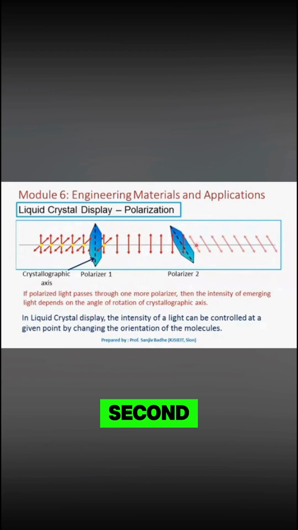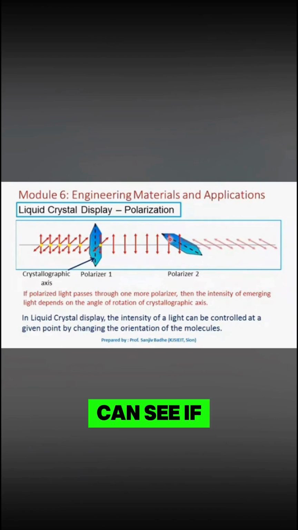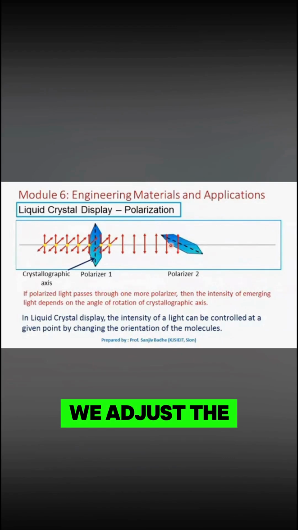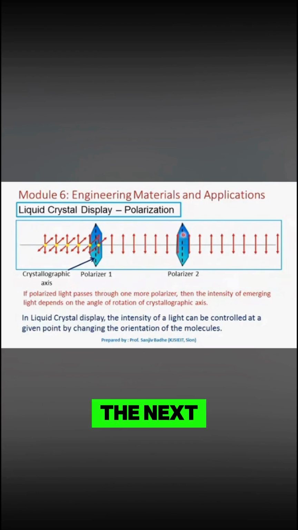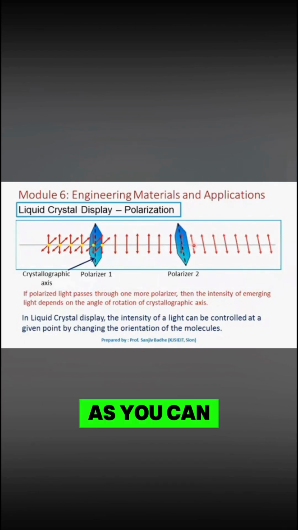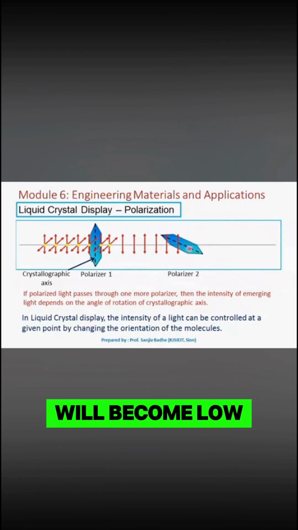And for the second polarizing filter, you can see if we adjust the angle, it will affect the direction of the next. As you can see here, the light intensity will become low.